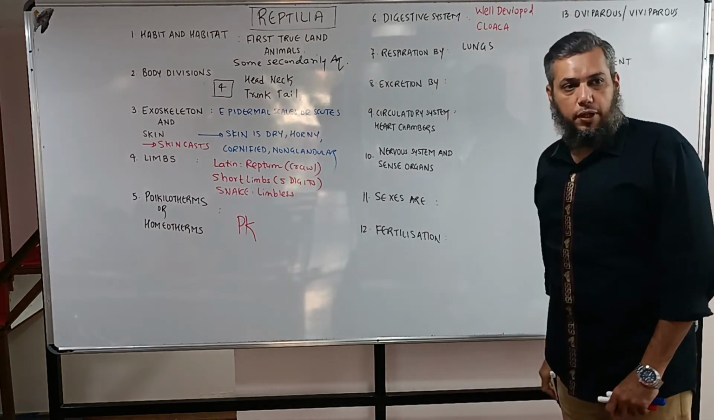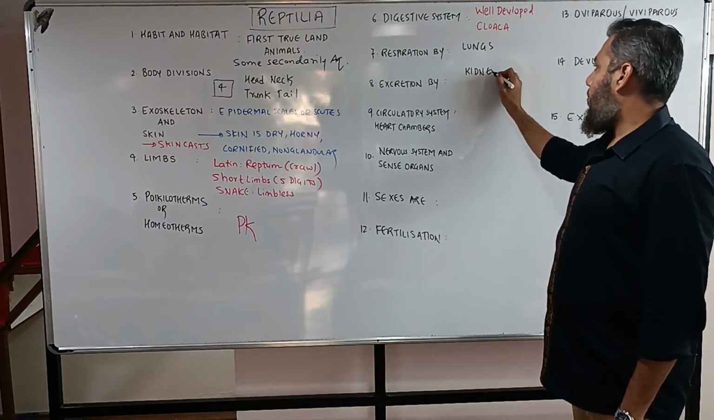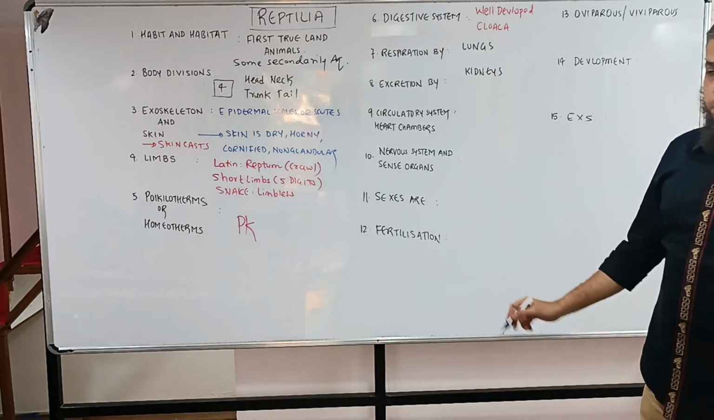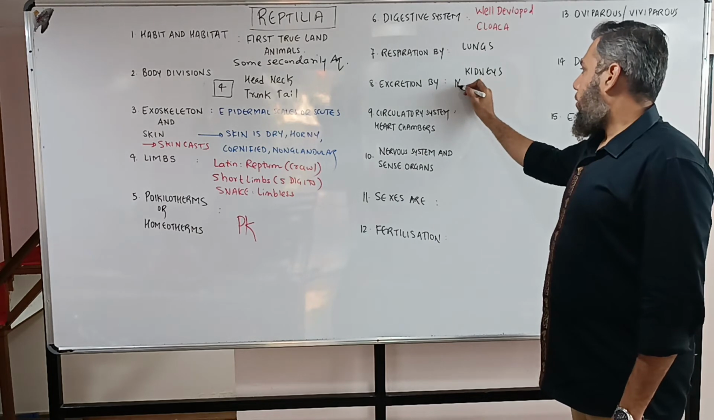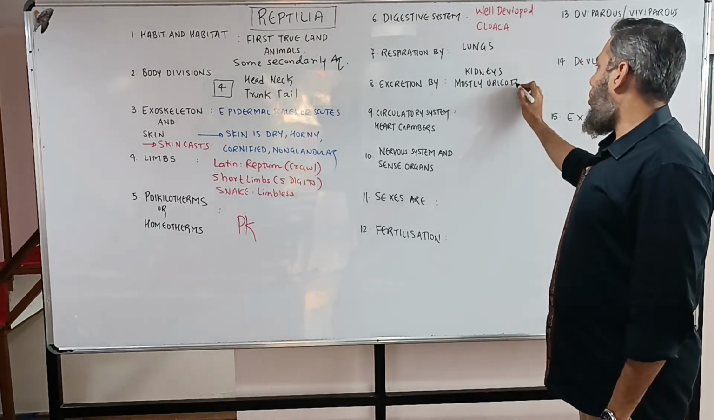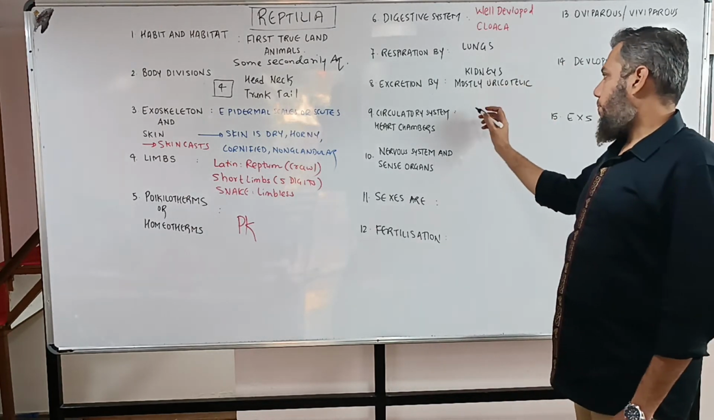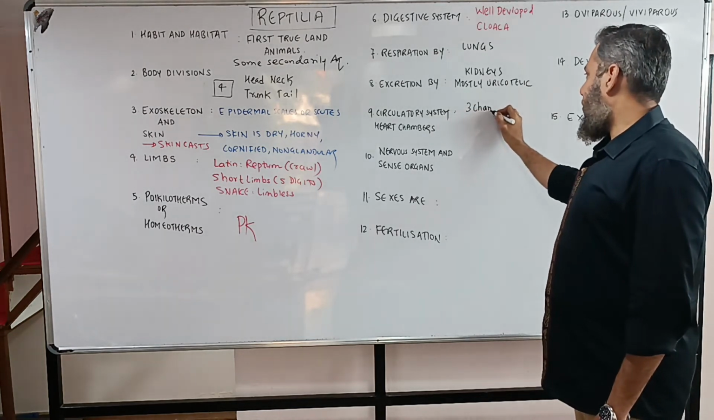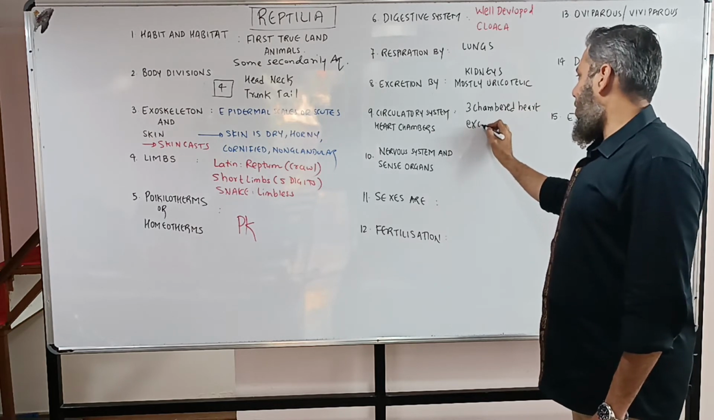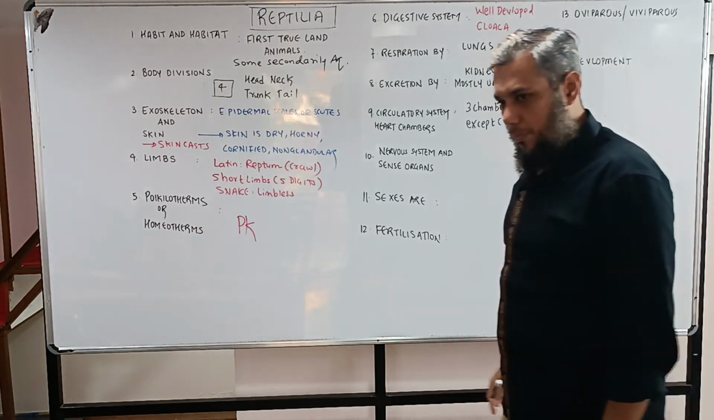Their respiration is done purely by whom? Lungs, in all stages of their life. Their excretion is done by kidneys. I hope you got it. And they are mostly uricotelic animals. In the circulatory system, they have a 3-chambered heart, except crocodiles, where it is 4-chambered.